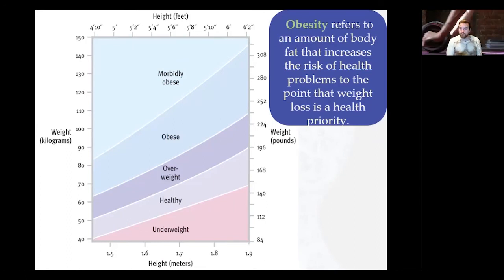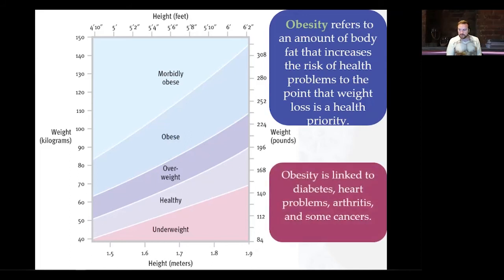Obesity refers to an amount of body fat that increases the risk of health problems to the point that weight loss is a health priority. So if you're interested, you can figure out what your BMI is according to this. So as long as you know your height and then your actual weight, you can find out if you're underweight, healthy, overweight, obese, or morbidly obese. So obesity, especially prolonged obesity, is linked to diabetes, heart problems, arthritis, and some cancers as well.